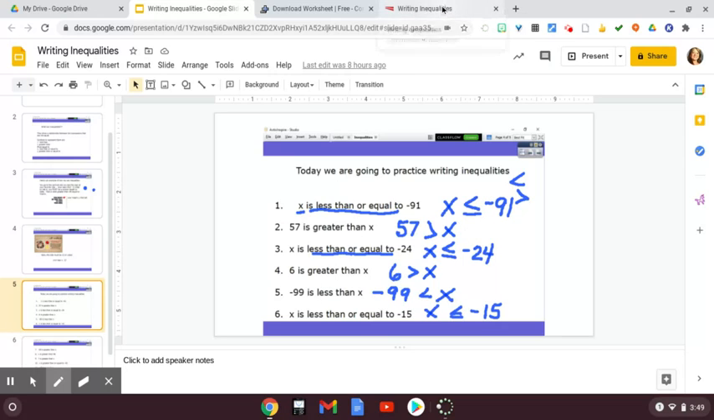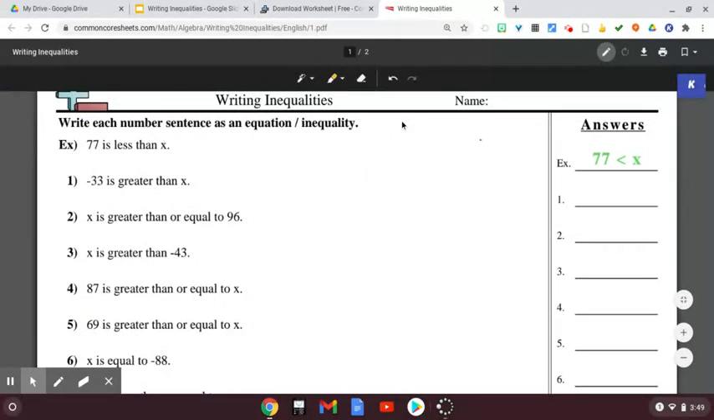Now on our practice sheet that you are going to be seeing here, remember this is just practice. You're going to write each of these as an equation or inequality. So I'm going to just briefly go through this as well. Okay, so our first example, 77 is less than x. So here's 77 less than x. So take a look at number 1. Negative 33 is greater than x. So we just write whatever's coming first, is greater than x.